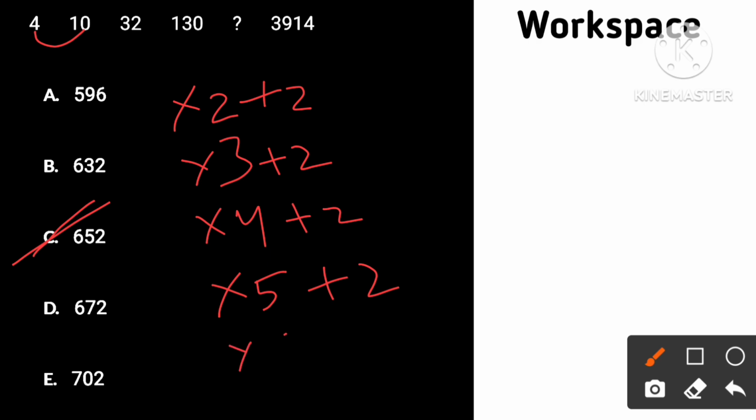Next one, we check the unit digit. 6 into 2, which will be unit digit 2. 2 plus 2, which will be 4 unit digit. So it is our answer. Next question.